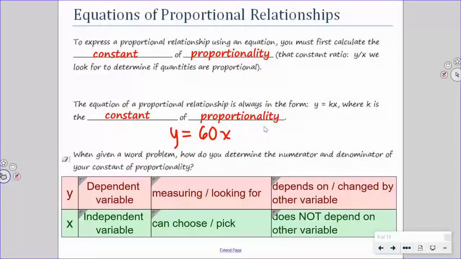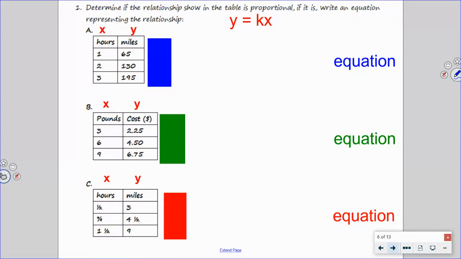So we're going to be talking about this for a good portion of the next couple weeks. Every time you're looking at variables, ask yourself, which depends on the other guy? And whenever you're graphing, and we'll talk about that later on, the dependent variable will always go on the y-axis. For instance, in our example, the miles will depend on the number of hours. All right, go ahead and make sure that's written down in your notes as we continue on with our notes page.